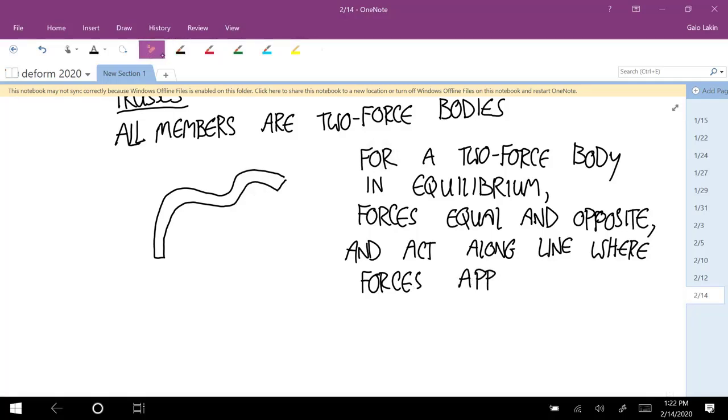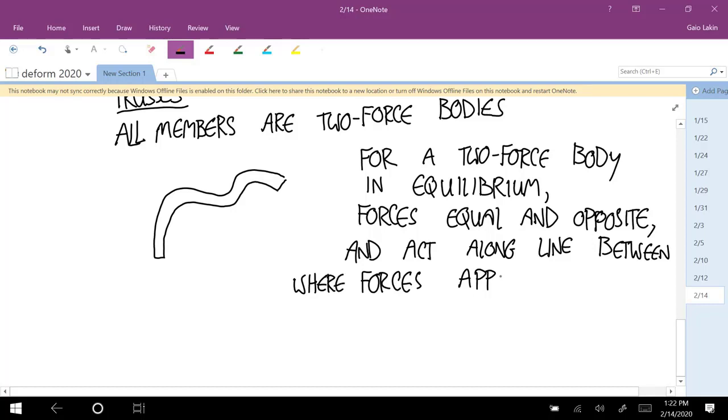A line, I don't know, maybe between where the forces are applied. Okay, so if one force is here and one force is here, there are only two possibilities. Once you identify the line between those two points, it can either be in tension, with both of the forces acting away from each other, or it can be in compression, and those two forces are pointing towards each other along that line.